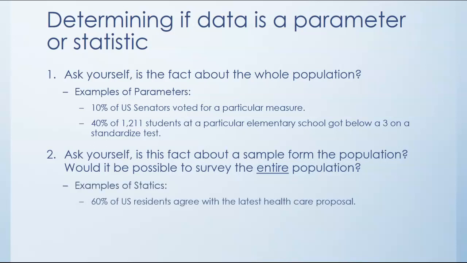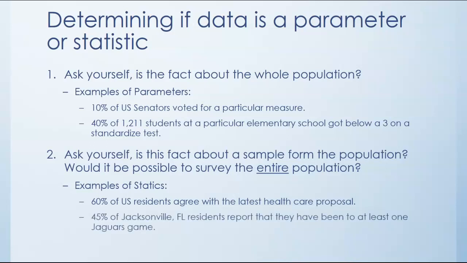So for example, a statistic would be 60% of U.S. residents agree with the latest healthcare proposal. You're not going to survey every U.S. resident to determine if they agree. You're going to survey a sample of them. So even though it doesn't say it's a sample, we infer that it is a sample because you really cannot survey the entire population to get this information.